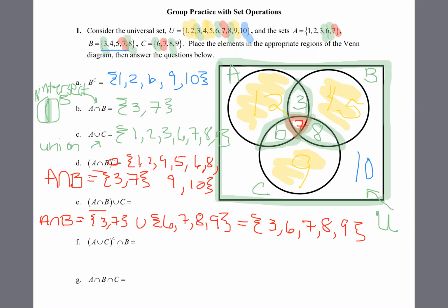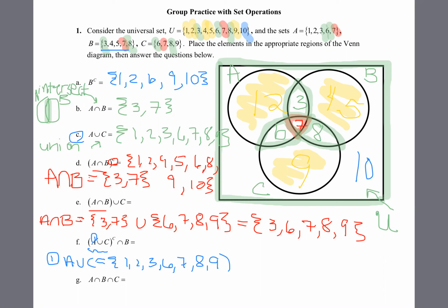All right, and then F, you might want to try these, pause them, and see if you can do them on your own. But for F, okay, so I'm going to take this first piece. Again, we're going to get order of operations. So parentheses first. So A union C, we did up here in B. It was 1, 2, 3, 6, 7, 8, 9.